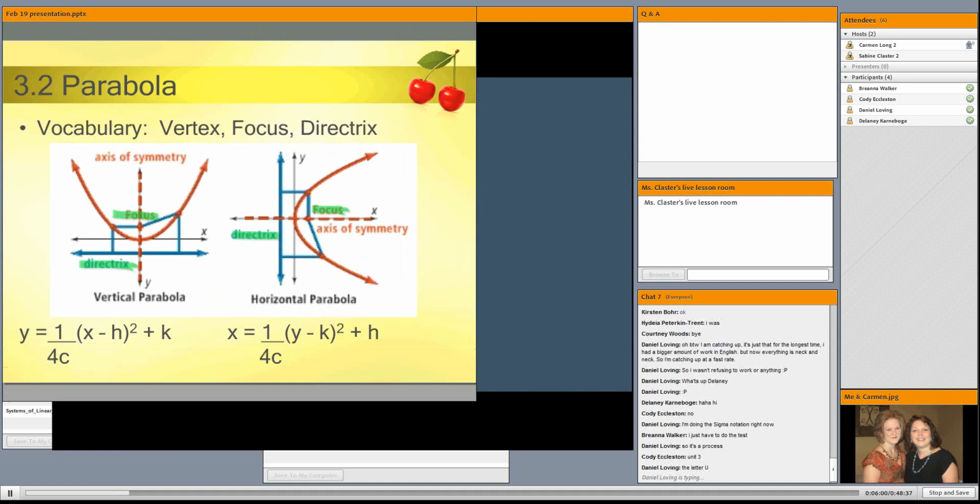All the parabolas you've ever dealt with in your life opened up or down. Now you're learning that there also can be sideways parabolas. Good. And you might have done some of these before, absolutely. And here are the general formulas.